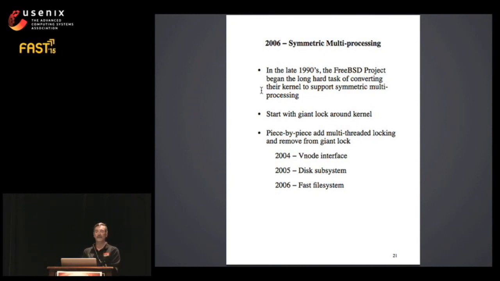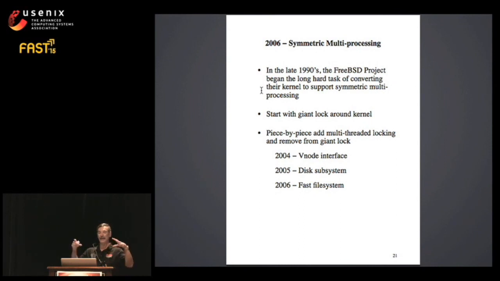So it's the usual: you start with a giant lock around the kernel, so only one thing can be going on in the kernel at a time. That gets you up to n equals two processors, one that does user stuff, one that does the kernel, because the kernel is usually about half the time. But it doesn't scale past that.